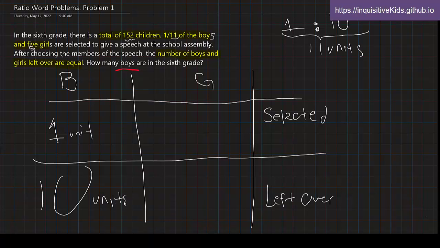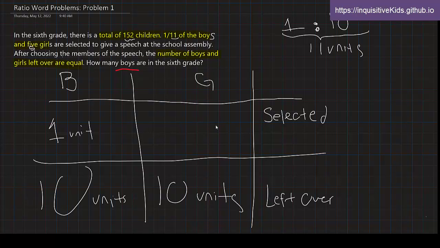Now, how do we fill in the girls section? Okay, so let's reread the problem. It says right here that the number of boys and girls left over are equal. So let's first not look at the selected section, and let's look at this leftover row. 10 units right here, and they're supposed to have the same amount of people, so there must also be 10 units over here.